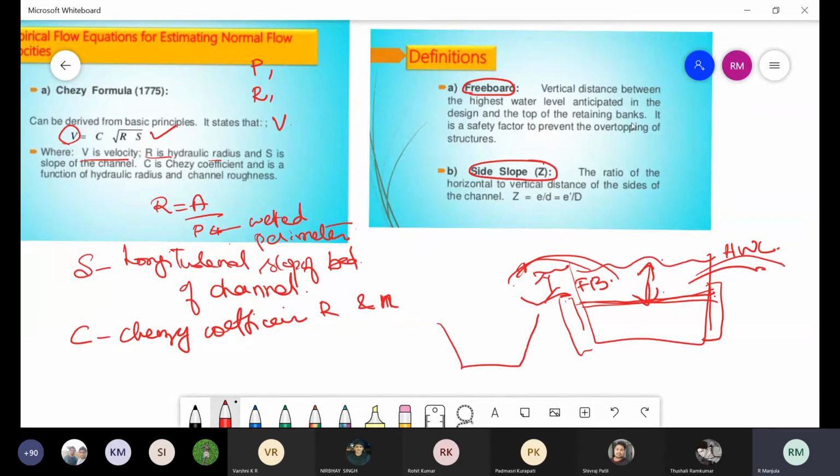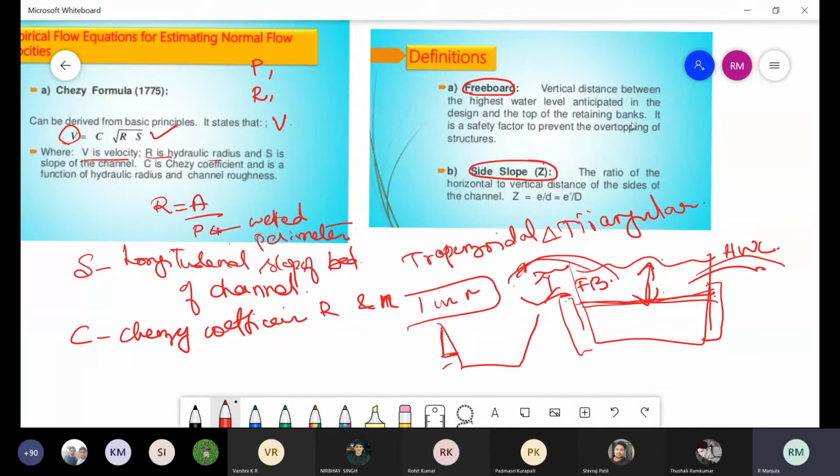And side slope: if you take a rectangular channel, there is no side slope. If you take a triangular channel or trapezoidal channel, there is a side slope. So side slope is applicable for both trapezoidal and triangular. Here it is the ratio of the horizontal to vertical distance. This is horizontal, this is vertical. The ratio for the channel is nothing but your side slope. Normally it is expressed as 1 in n, 1 vertical, n horizontal. So this is about your other parameters.